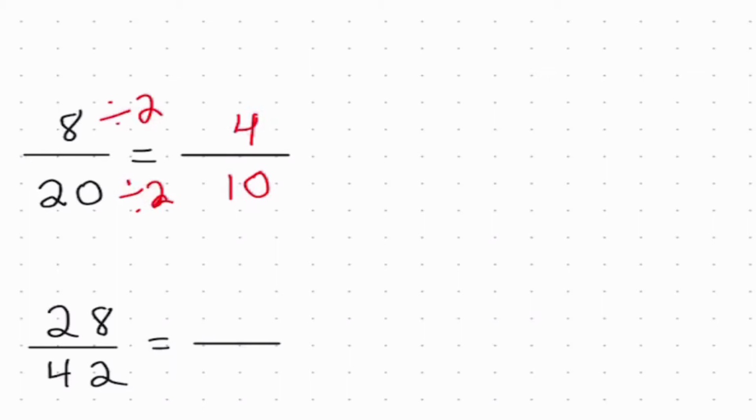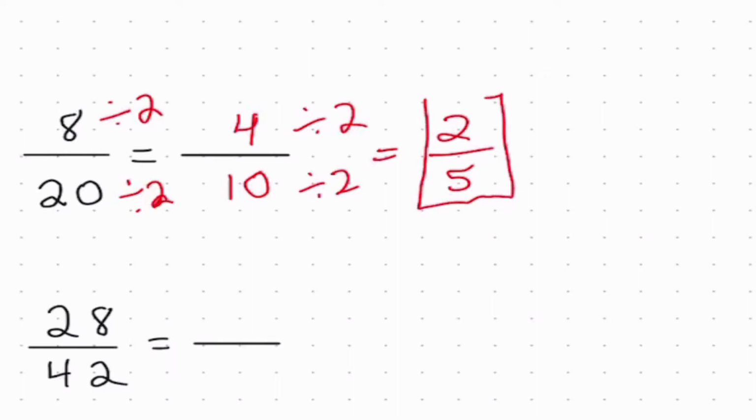So what could we divide 4 and 10 by? We can divide both of those by 2 again. So if we do that, we would come up with 2 over 5, or 2/5, and that would be our answer. That would be the simplest form.